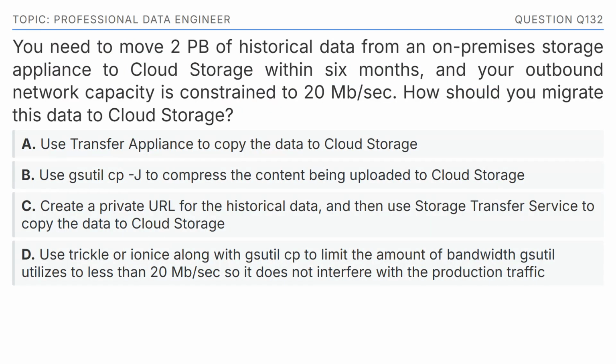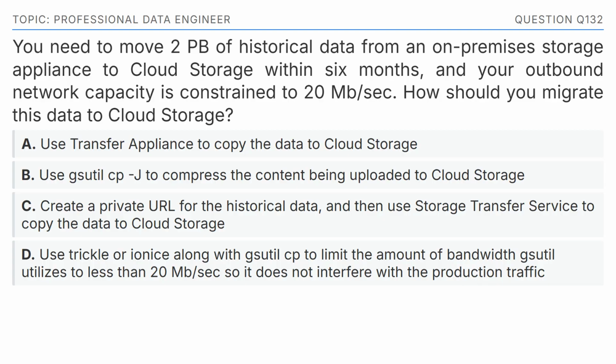You need to move 2 PB of historical data from an on-premises storage appliance to cloud storage within 6 months, and your outbound network capacity is constrained to 20 megabits per second. How should you migrate this data to cloud storage? The options are: Option A, use transfer appliance to copy the data to cloud storage.